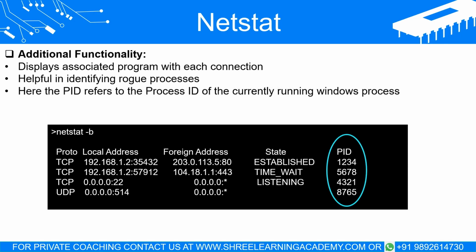Netstat can also display the program associated with each connection. Just as a control tower would know which airline operates each flight, Netstat can tell you which application or process on your computer is responsible for each network connection. This can be particularly useful for identifying rogue processes or applications that shouldn't be making network connections, like malware communicating with its command and control server.